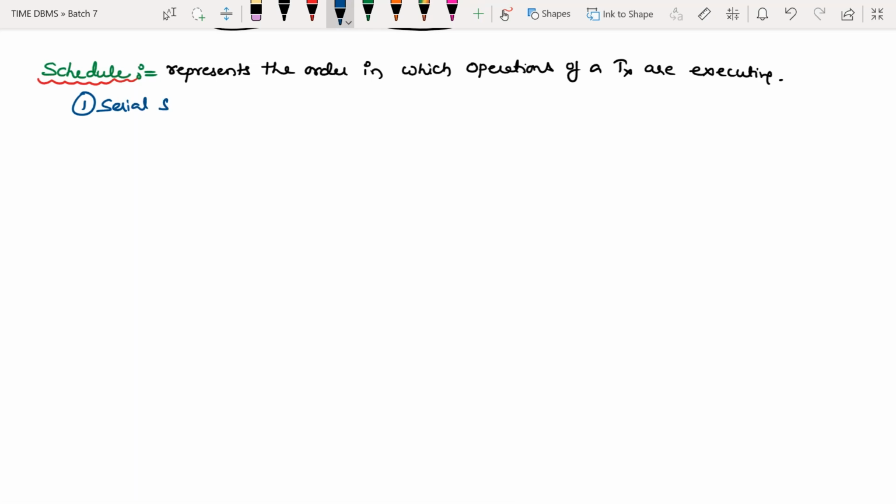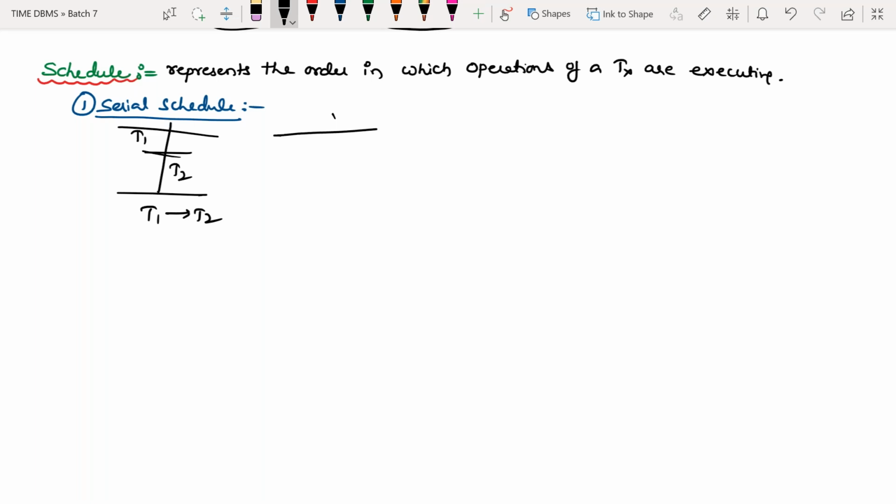The serial schedule is nothing but the transactions being executed serially, one by one. First transaction 1 is executed. During the time transaction 1 is executing, no other transaction is active. Then transaction 2 is executed. It means execution is serial: T1, then T2. Or else first T2 is executed, during which no other transaction is alive, and then T1 is executed.